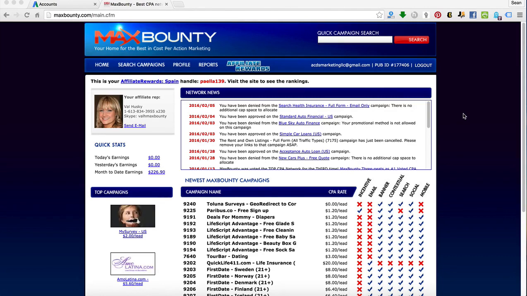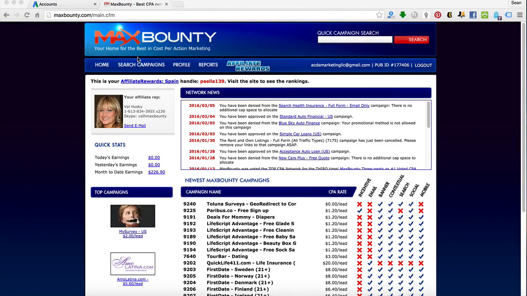Okay, so when you first log into Max Bounty, you're going to see your back office here. There's some notes. You got your affiliate manager on the left side. You can see some of your earnings. I mean, we run some test campaigns in here, a couple $100. This isn't our main account, but anyways, long story short, you'll see your earnings, and you can get an idea of what the newest campaigns are.